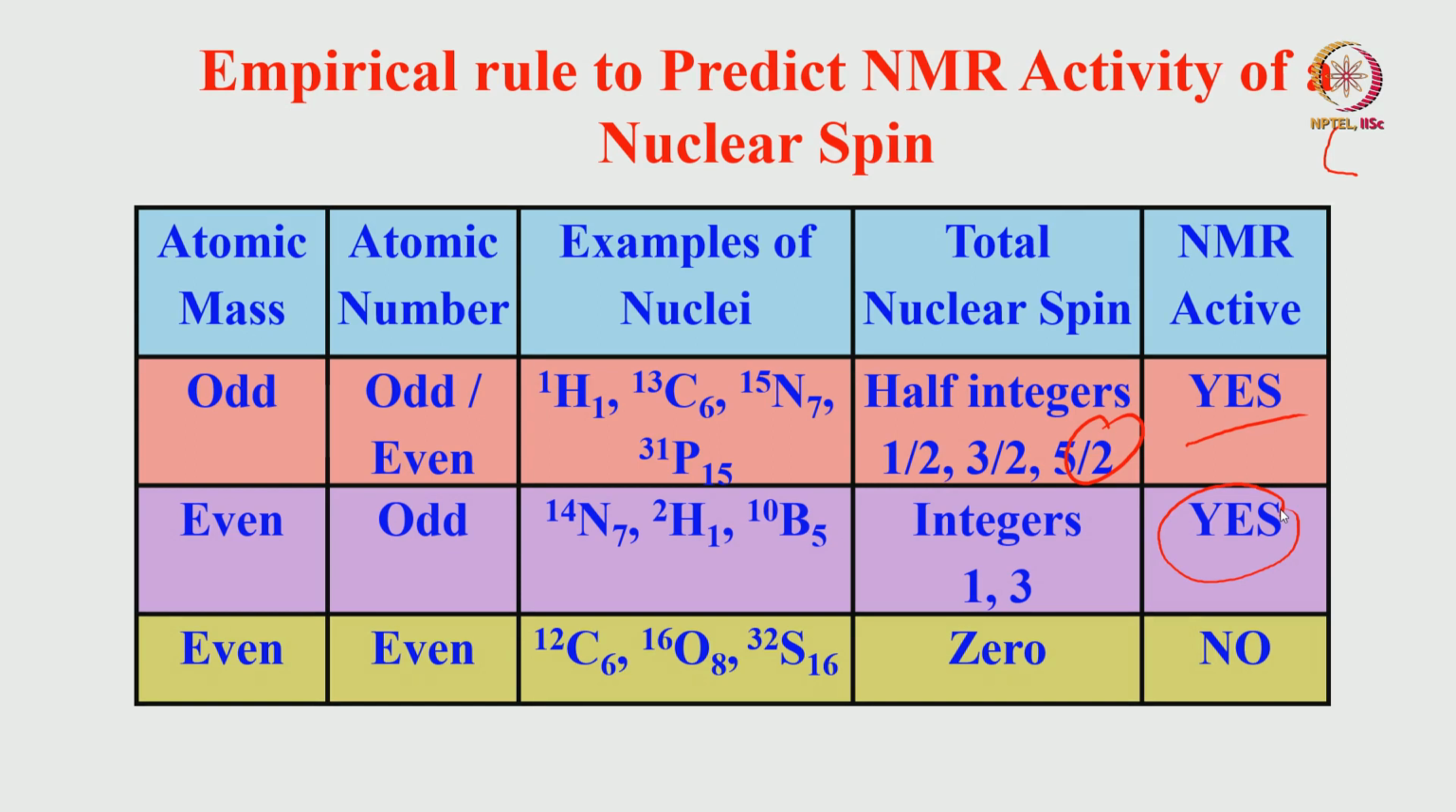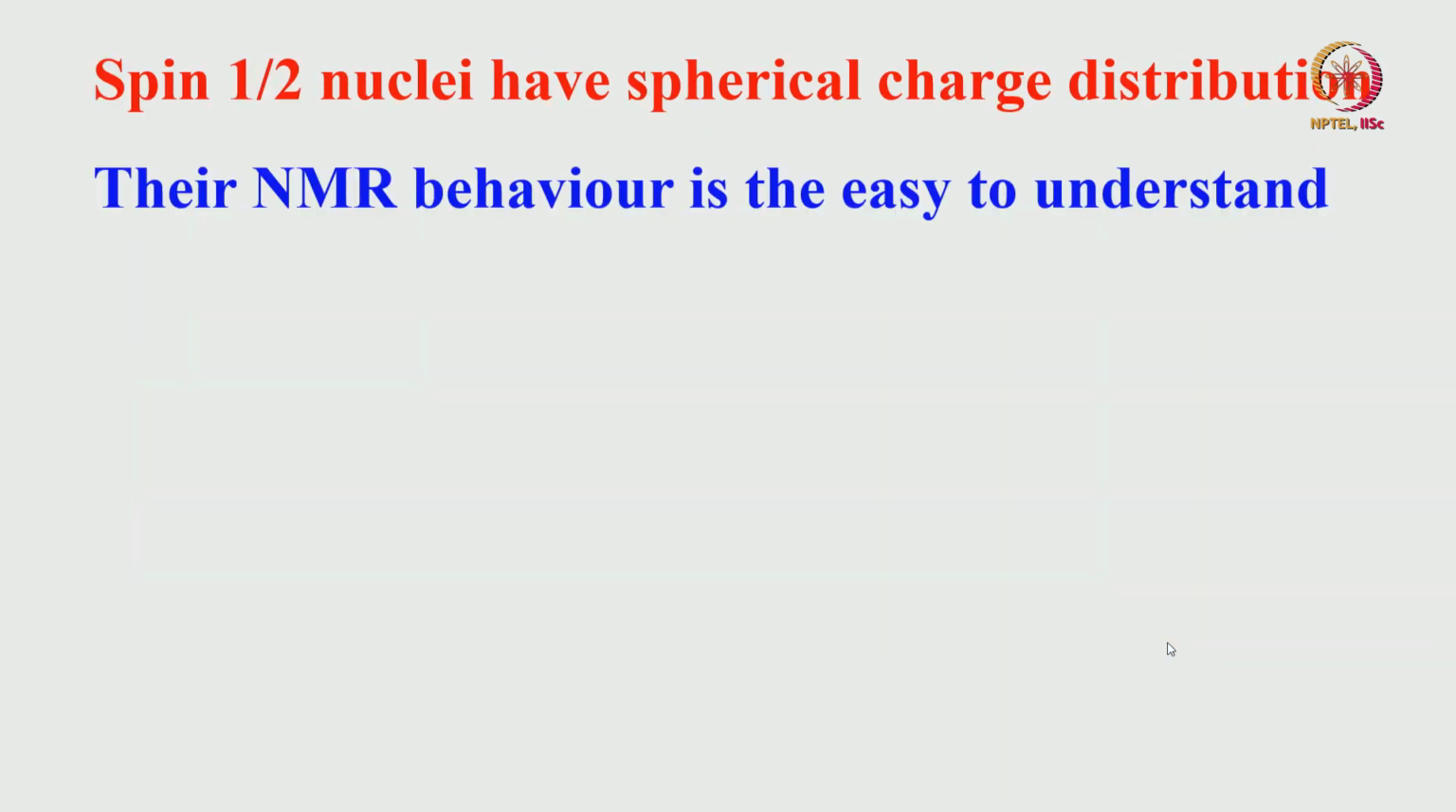Now go to the last row. Atomic mass is an even number. Atomic number is also even. Examples like carbon 12, oxygen 16, S32. You can see carbon 12 atomic mass is even, atomic number is also even. Such nuclei have nuclear spin 0. That means such nuclei, if you look at the last column, are not NMR active. They are called NMR silent nuclei. You cannot study NMR of such nuclei.